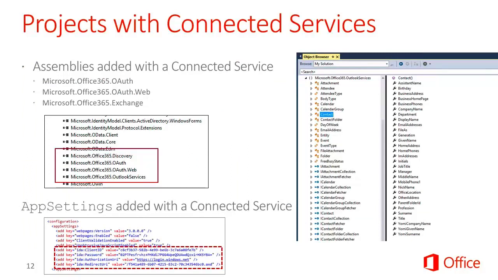Once you've added a connected service to your project, a couple of assemblies will be added for you when you complete the wizard. The Microsoft.Office365.OAuth reference, you'll have a reference to OAuth.web and a reference to Outlook services. The app settings that will be added to the web.config from the connected service dialog will give the code that's provided access to your client ID and password for your application in Azure AD, as well as the authorization URI and the redirect URI that's required.